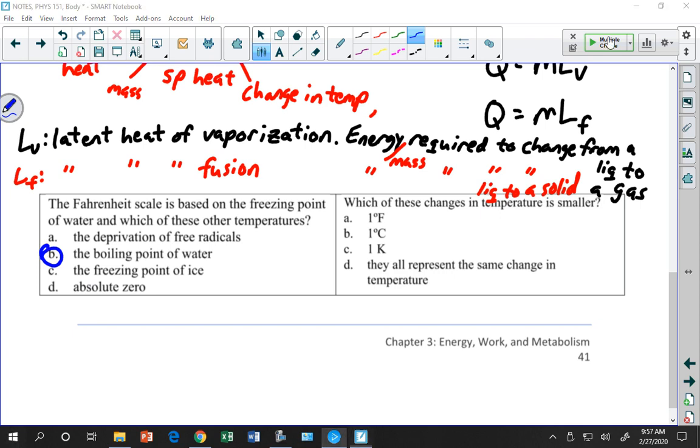Okay, let's try the one here on the right. Which of these changes in temperature is smaller? A change in temperature of 1 degree Fahrenheit, 1 degree Celsius, 1 Kelvin, or do they all represent the same change in temperature? Which one's smaller?